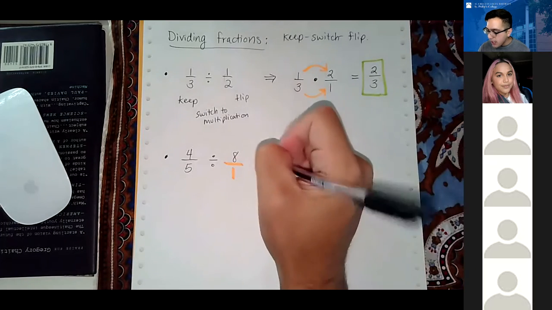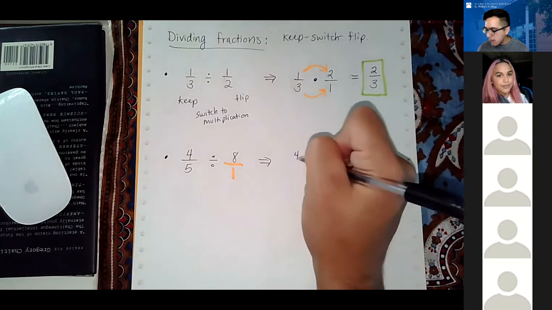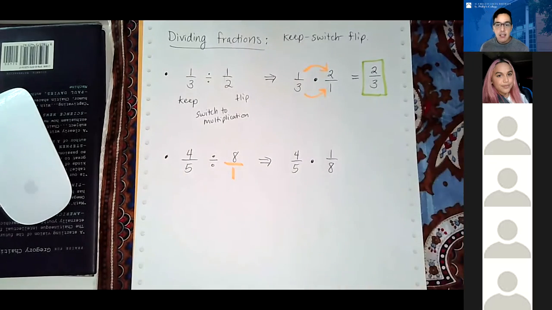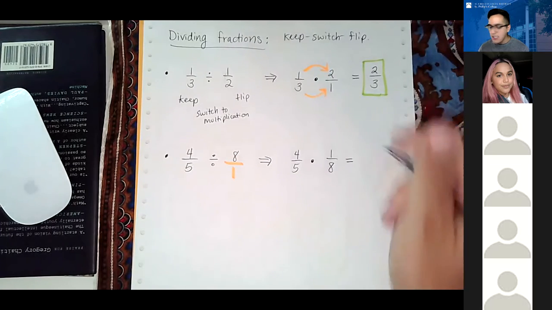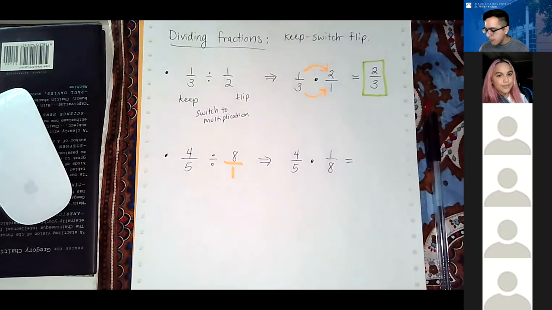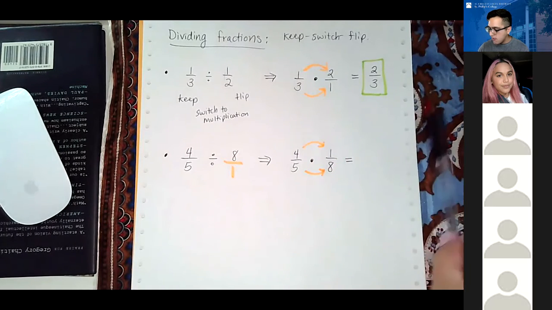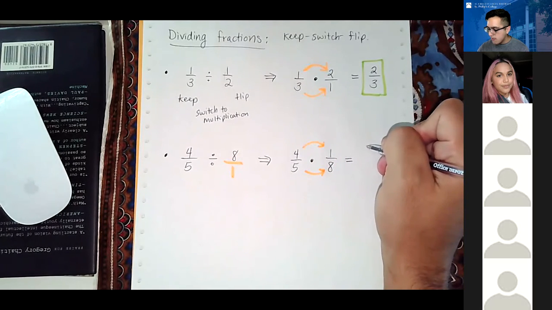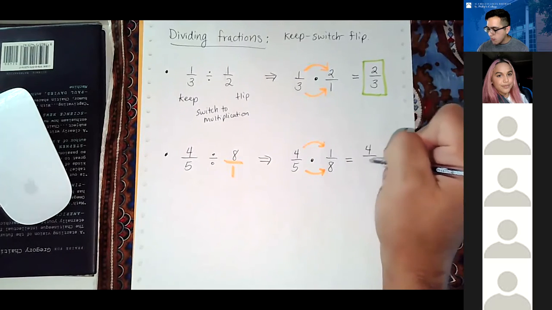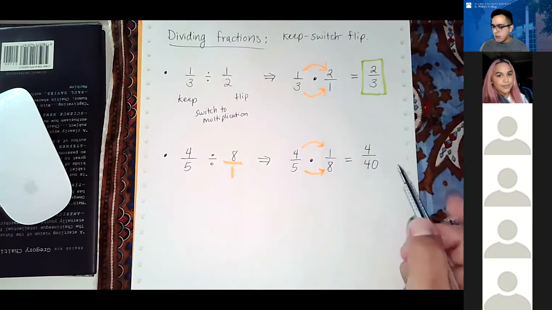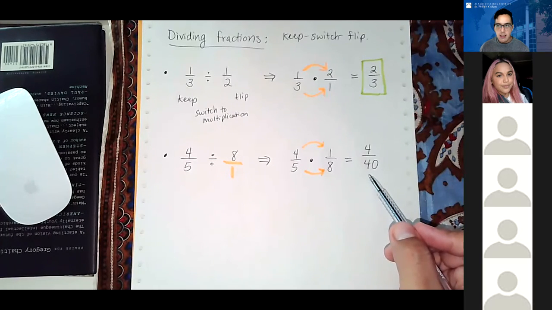Then we can go ahead and apply our keep, switch, flip rule, which is keep the first one, switch to multiplication, and then flip this to 1/8. Okay, so if we complete that process and run through the multiplication, what should we get here? I have 4 over 40. 4 over 40, right? Is everybody okay with 4 over 40? No. Would we simplify it? Always. 1 over 10, right?